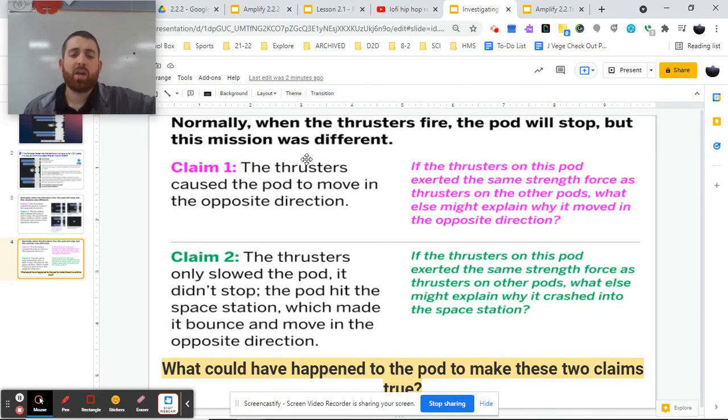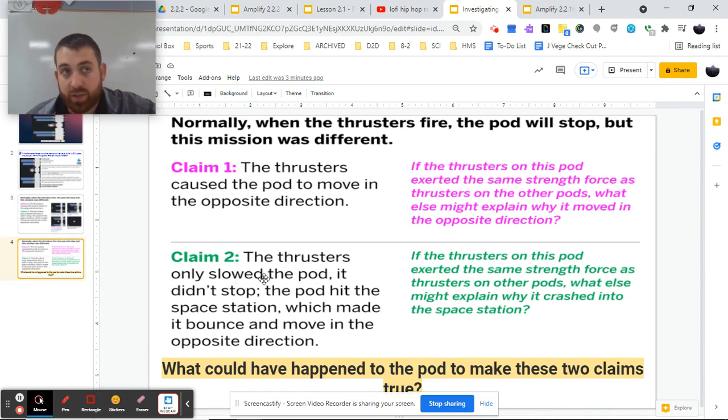Thinking about claim 1 to start, if the thrusters on this pod exerted the same strength force as the thrusters on any other pod, what else might explain why it's moving in the opposite direction? What could have happened to the pod, thinking about what we know from Dr. Gonzalez's email, to make this claim true? What about our pod makes this true?